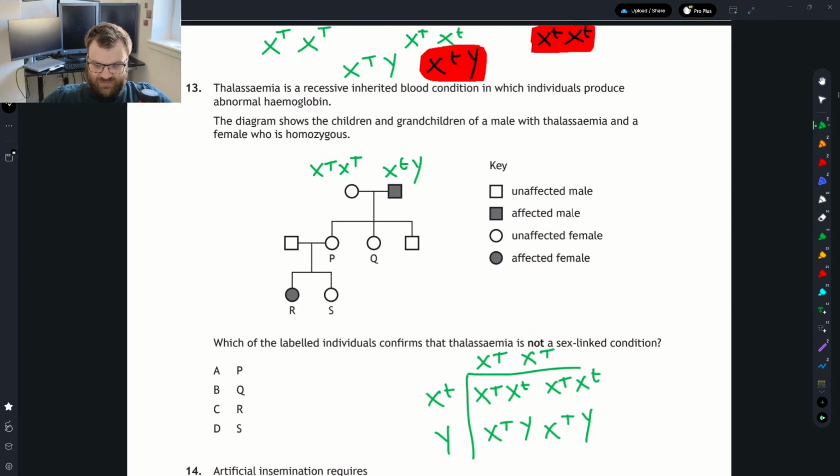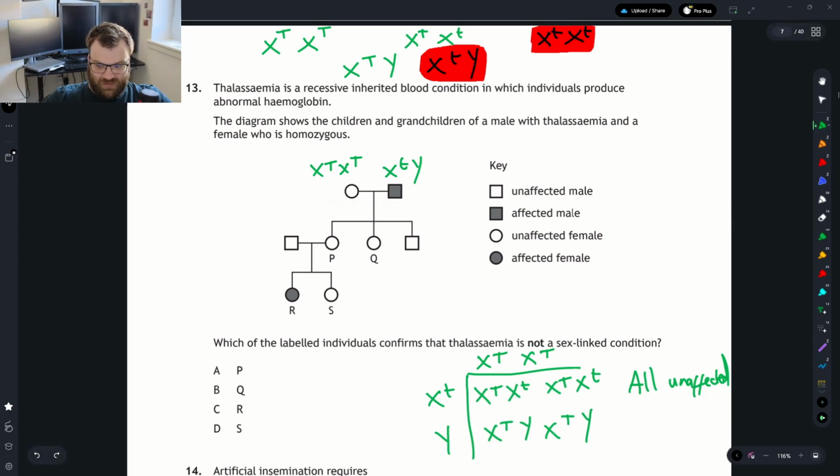So we would have all unaffected because they've all got at least 1 big T. And that matches up the same there. So that would be okay. So this line here, P and Q, could work from this inheritance pattern.